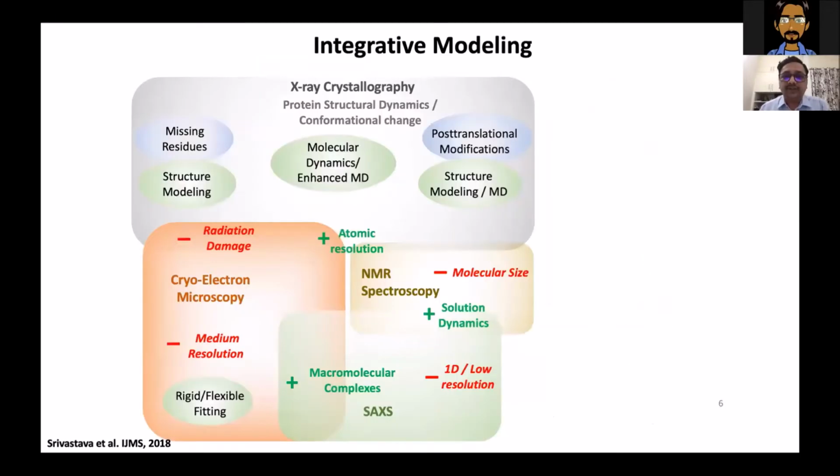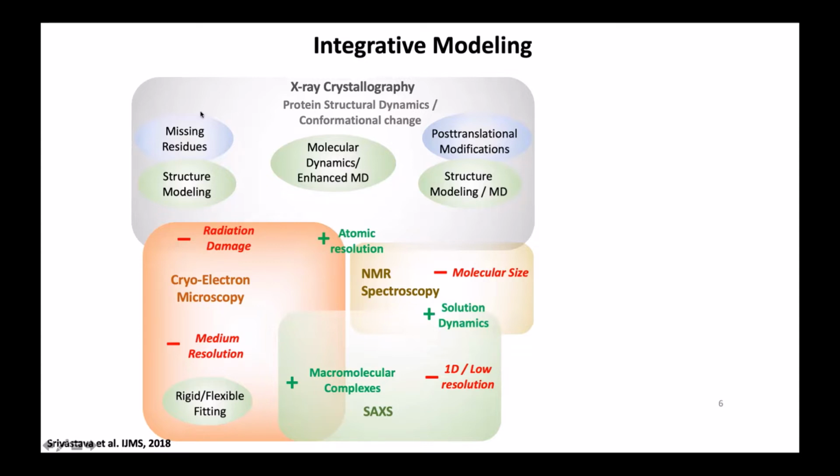All right. So as I've mentioned, there are multiple techniques that exist if you want to study protein structure or dynamics. Each technique comes with its own advantages as well as limitations. For example, X-ray crystallography is an excellent technique for studying atomic resolution structures of proteins or other macromolecules. However, we do have issues, for example, missing residues. We have some radiation damage to crystals. It's difficult to understand post-translational modifications.